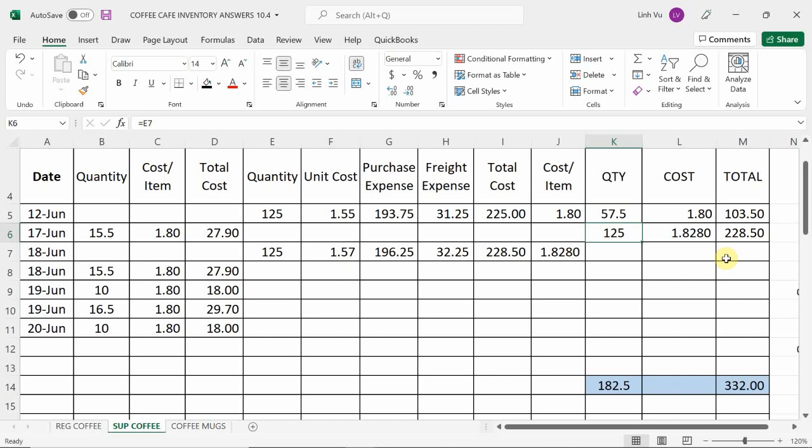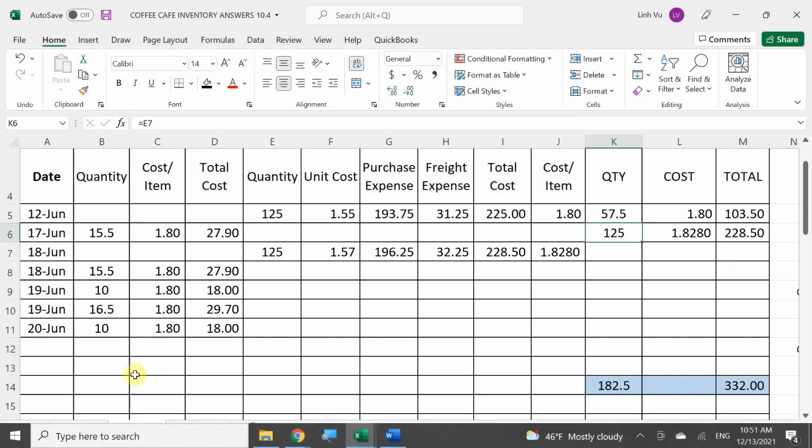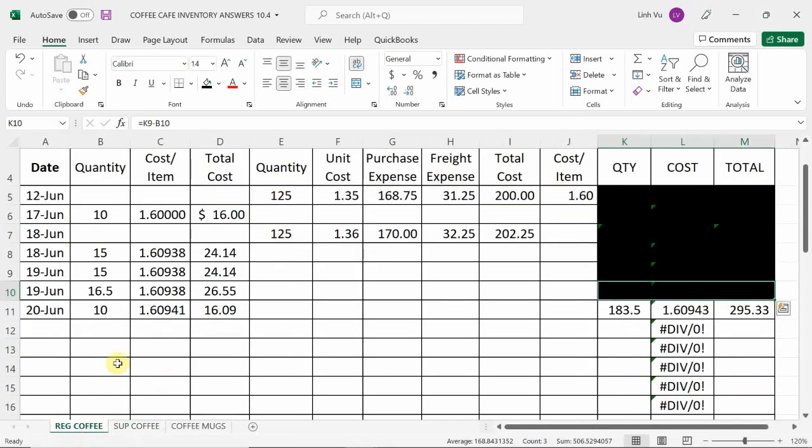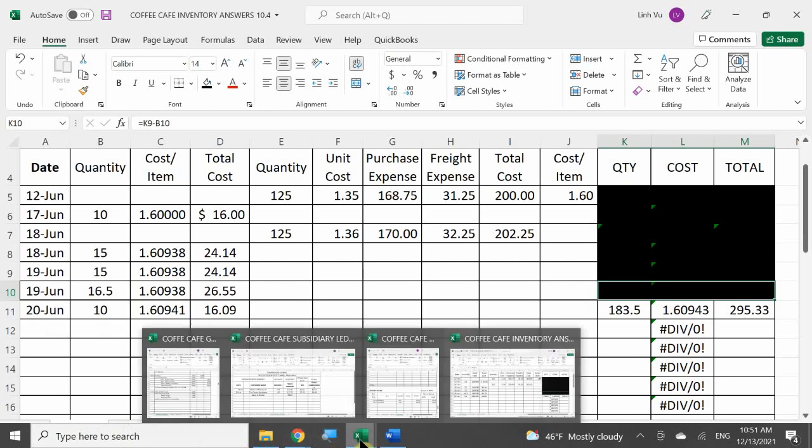So here my cost of goods sold is going to be 18 for Supreme. And my cost of goods sold for my regular is 16.09. Okay. So I'm going to update my journal.